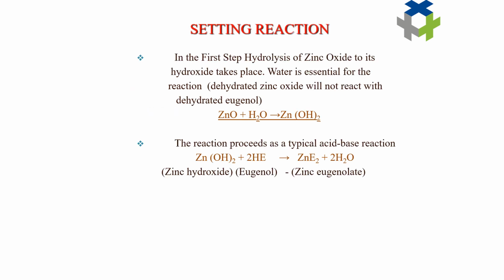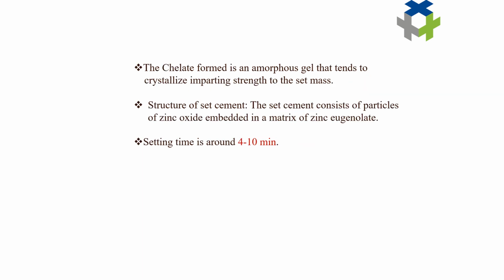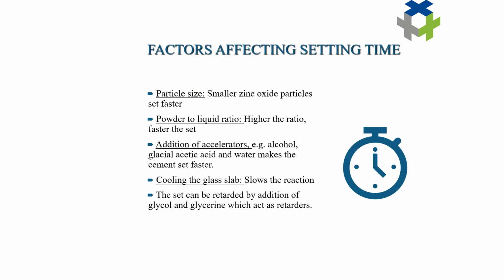So coming on to setting reaction, in the first step, hydrolysis of zinc oxide to zinc hydroxide takes place. Water is essential for the reaction, as dehydrated zinc oxide will not react with dehydrated eugenol. The reaction proceeds as a typical acid-base reaction, where zinc hydroxide reacts with eugenol to form zinc eugenolate and water. The chelate formed is an amorphous gel that tends to crystallize, imparting strength to the set mass. A set cement consists of particles of zinc oxide embedded in a matrix of zinc eugenolate, and setting time is about 4 to 10 minutes.